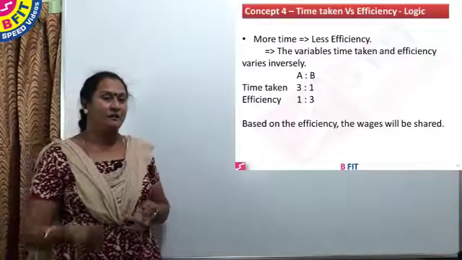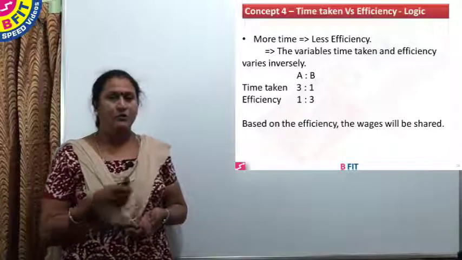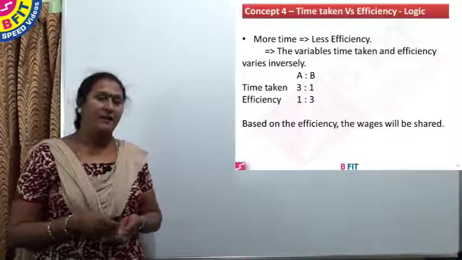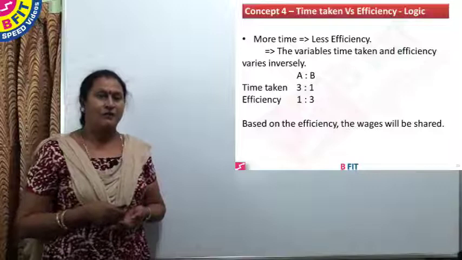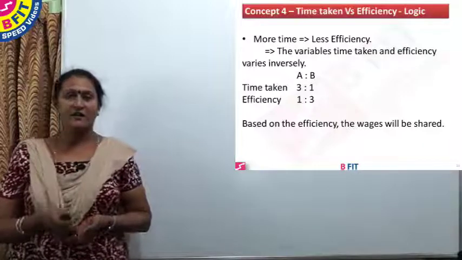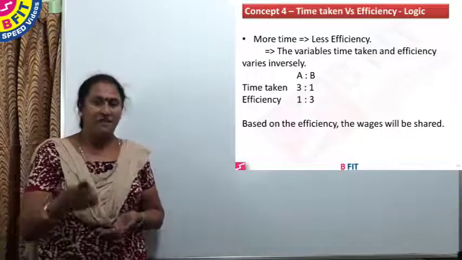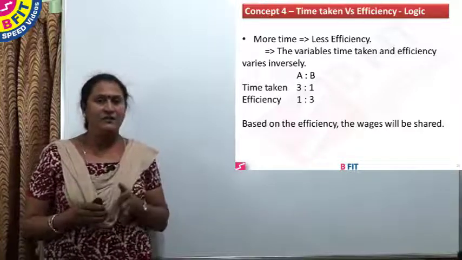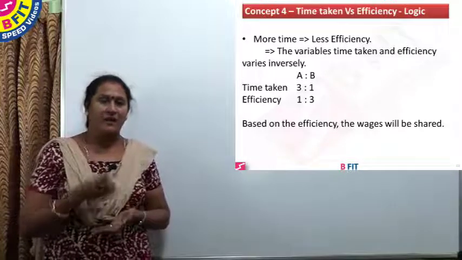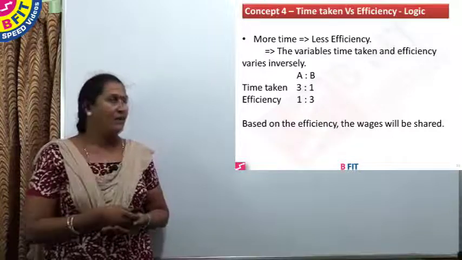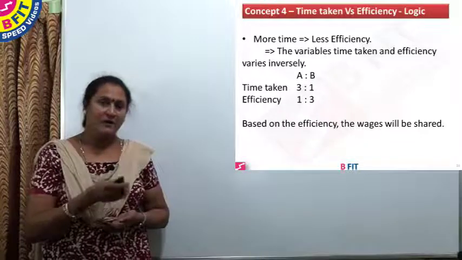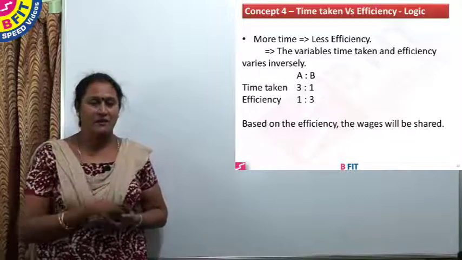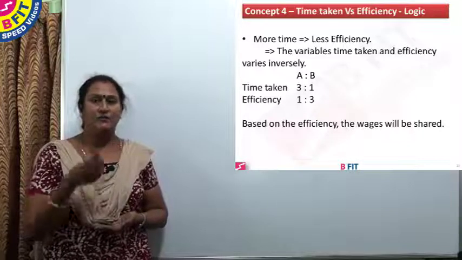So here time taken is given. For 2 persons A and B, the time taken ratio is 3:1. We need to find the inverse ratio, that is efficiency, to share the wages. When time is 3:1, efficiency will be the inverse of that, 1:3, and A will get only 1 part of the share. So out of 4,000 divided by 4, 1 part is 1,000 and A receives 1,000 rupees.